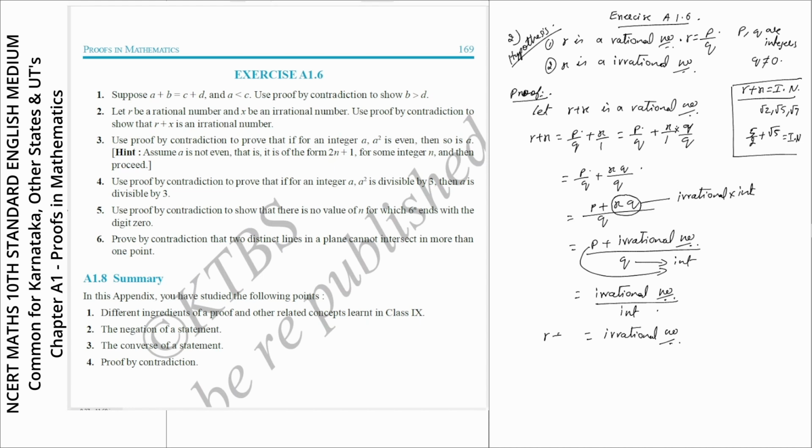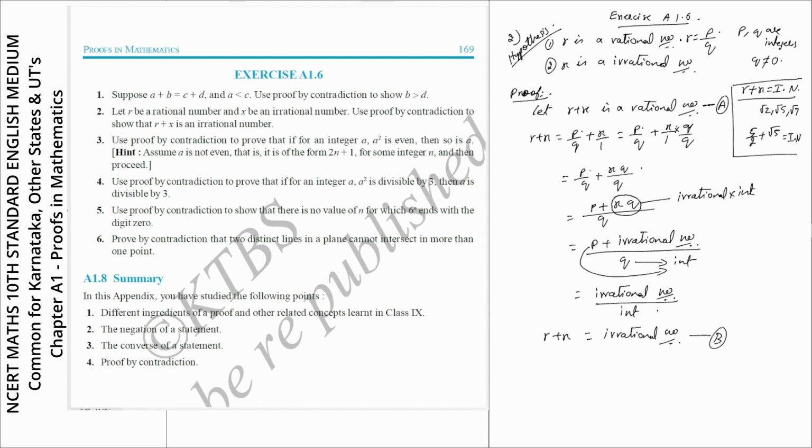So r plus x is an irrational number, so this I'll mark as B. Okay, and here the first statement in the proof I mark as A. Now we can see first A, according to A, r plus x is a rational number, but according to B, r plus x is an irrational number, so there is a contradiction.